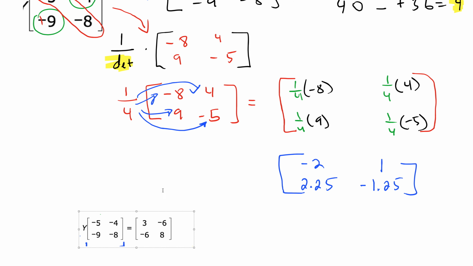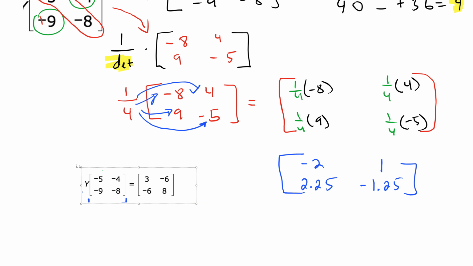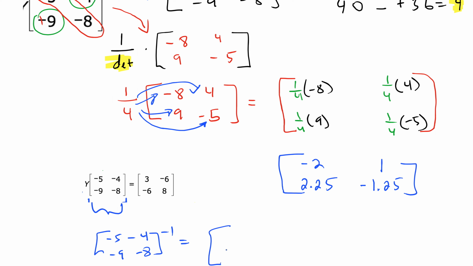Okay, so basically, the inverse of this matrix right here, if I copy it like this and go -5, -4, -9, -8, the inverse of that is this guy over here: -2, 1, 2.25, and -1.25. Okay, so then we have one more move left.